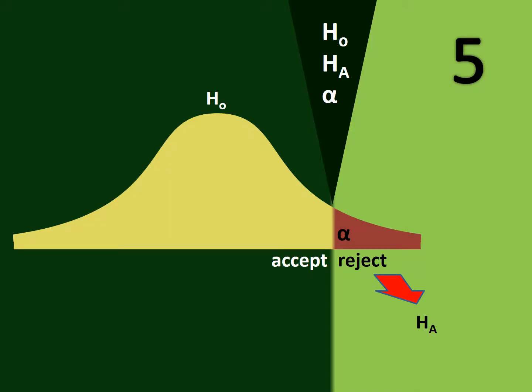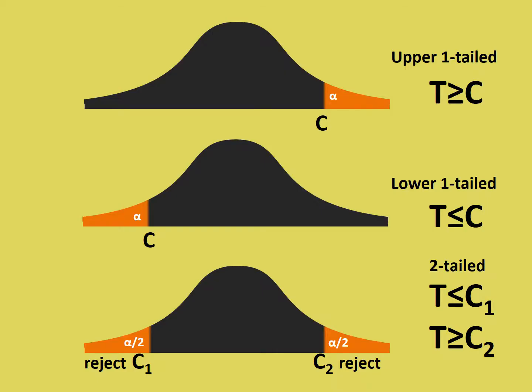The particular decision rule to be used will depend on the specific form of alternative hypothesis H sub A being considered, the value of the significance level alpha, and the distribution of the test statistic under the null hypothesis. Three types of rejection regions are contrasted here. At the top, we have what is called an upper one-tailed rejection region, for which values of t only in the upper tail of the distribution under the null hypothesis will lead to rejection.